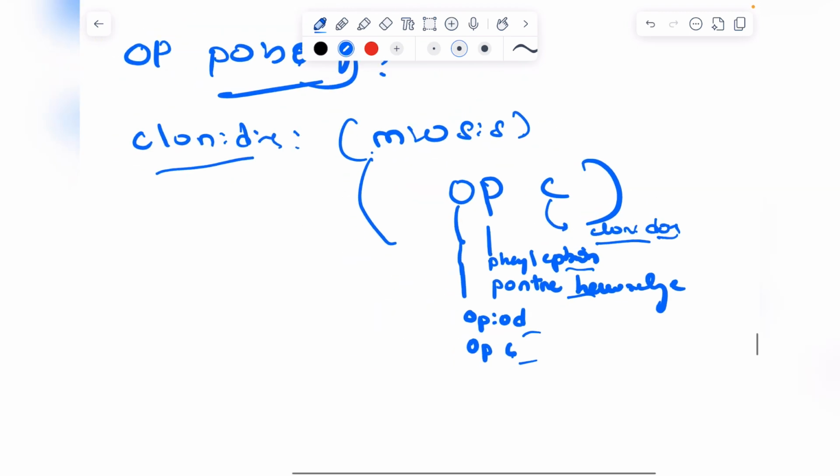Hope you find this information useful. So these are the possible differential diagnoses. Now we'll discuss the proper treatment aspect.